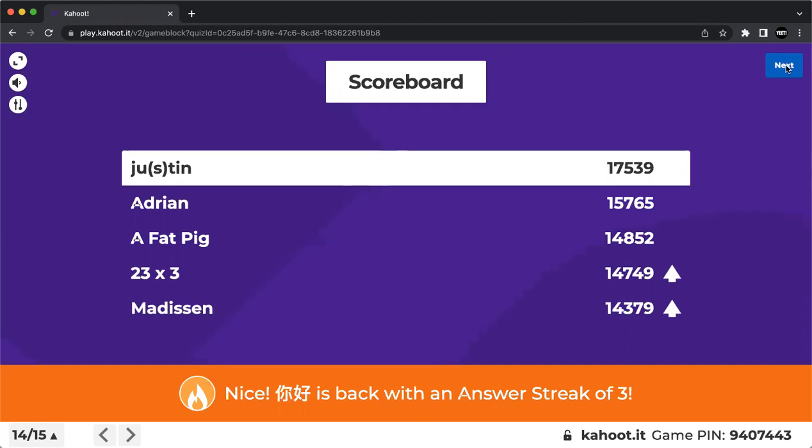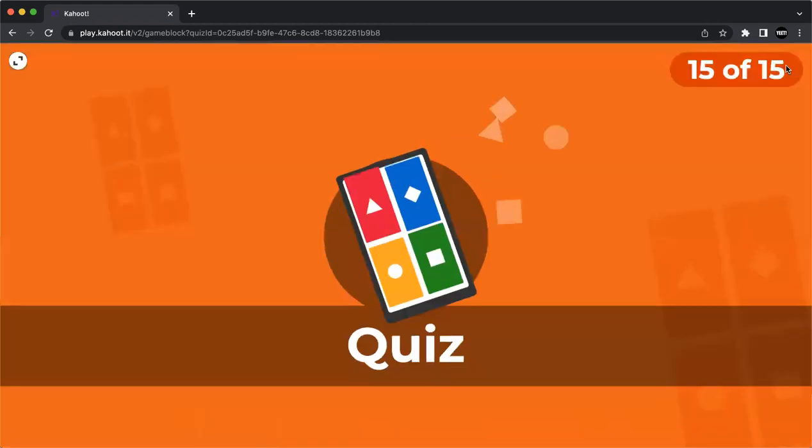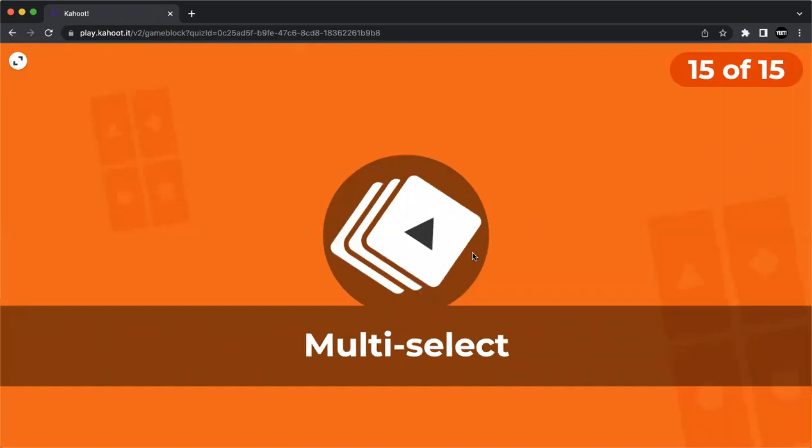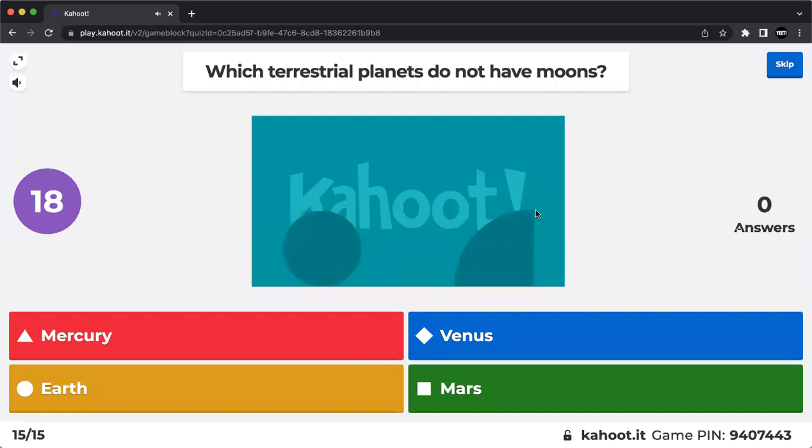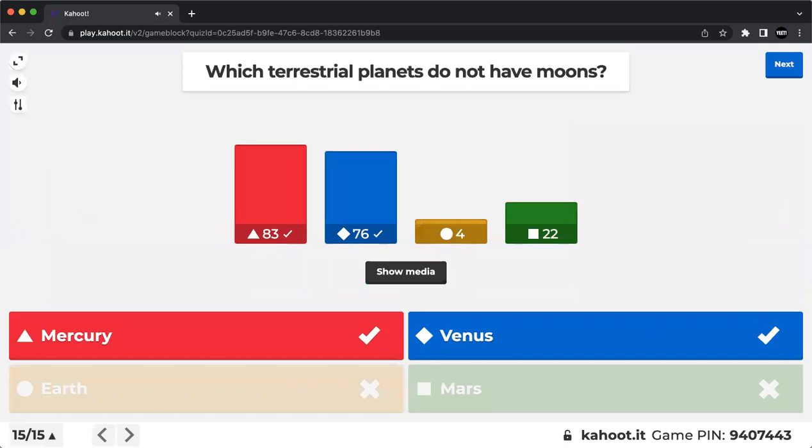Okay, last question. Good luck to everybody. Multi-select. Which terrestrial planets do not have moons? Yep, it's Mercury and Venus. Earth, we all know, has a moon, and Mars has Phobos and Deimos.